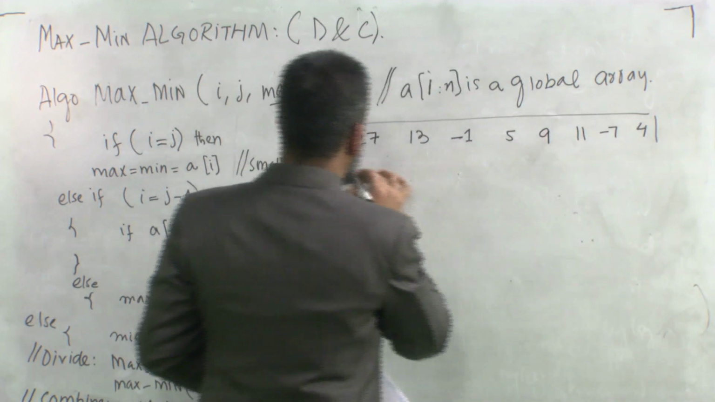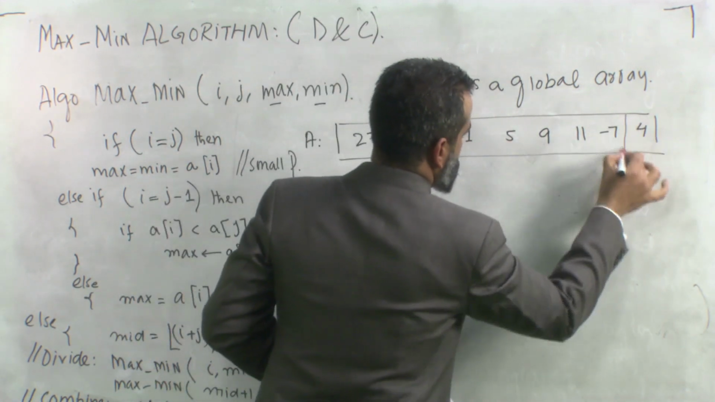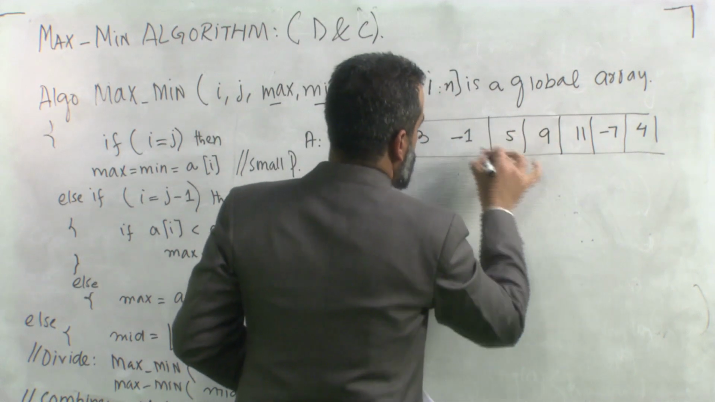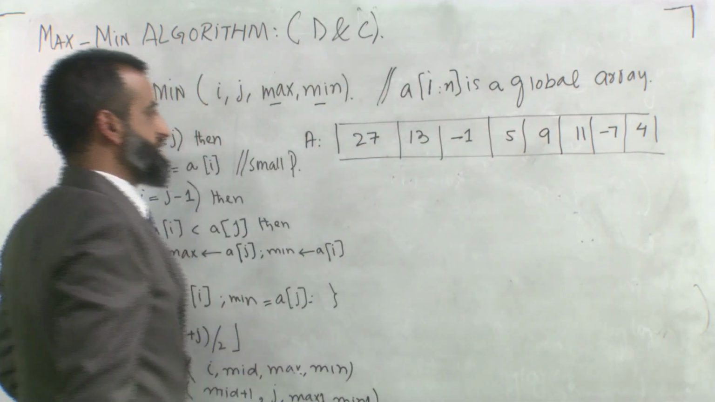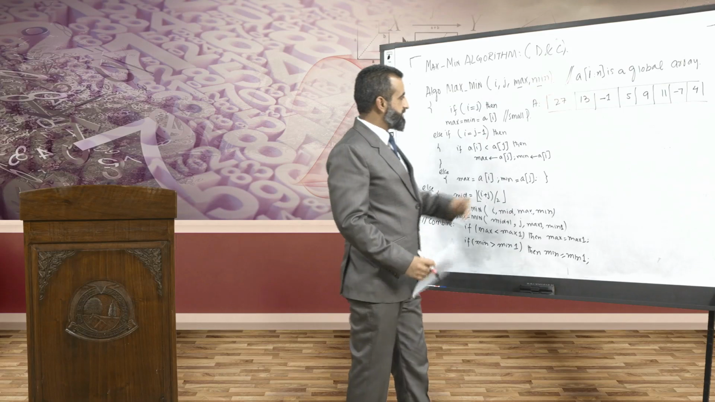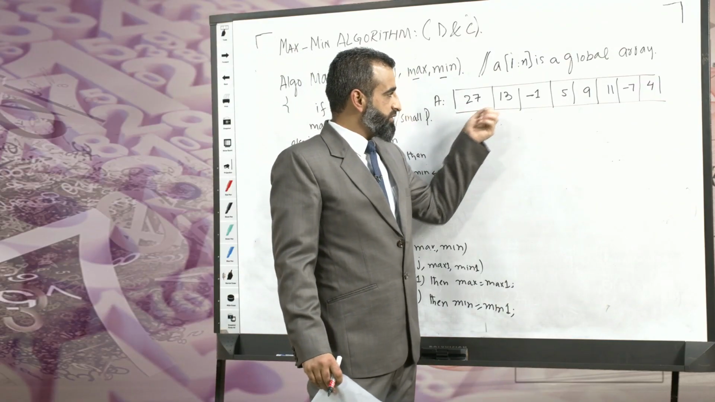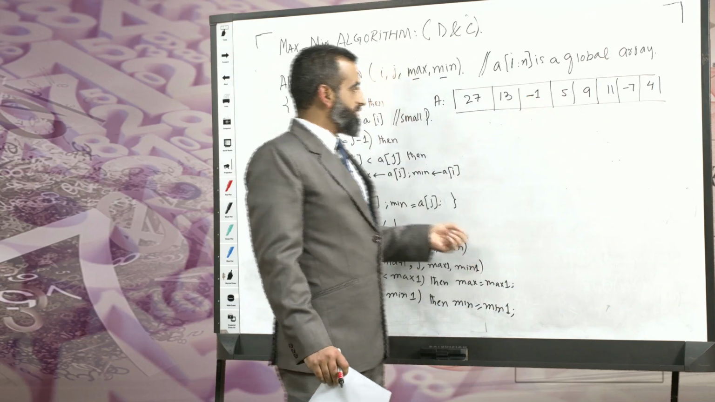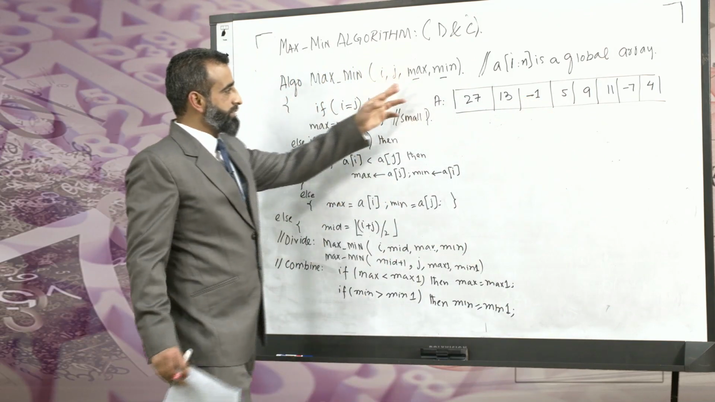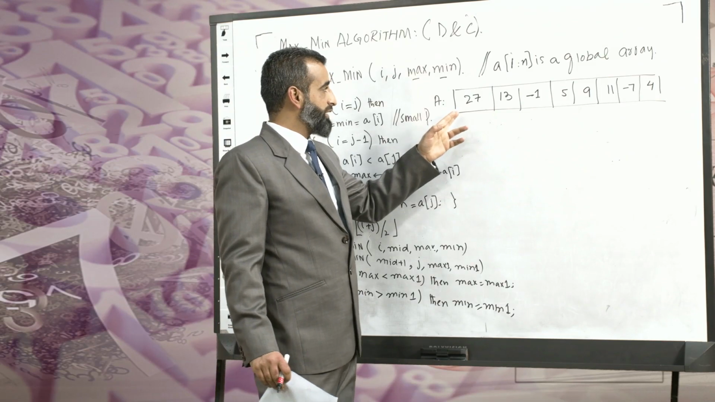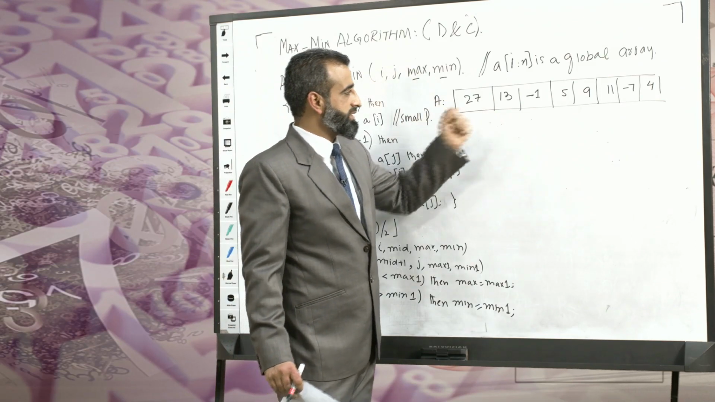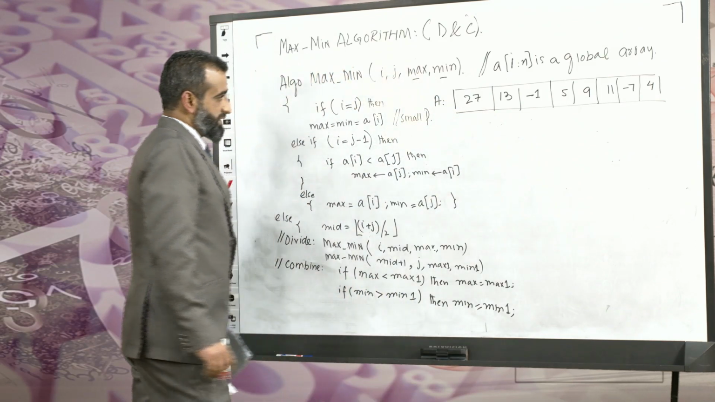To make it more readable, I'll put it as isolated elements. Now this is a given array. In this given array, my job is to find out which element is the larger element and which element is the smaller element. And once we are done with the algorithm, the max variable should be storing the largest possible value, and the min should be storing the smallest possible value. Let's look at the algorithm.